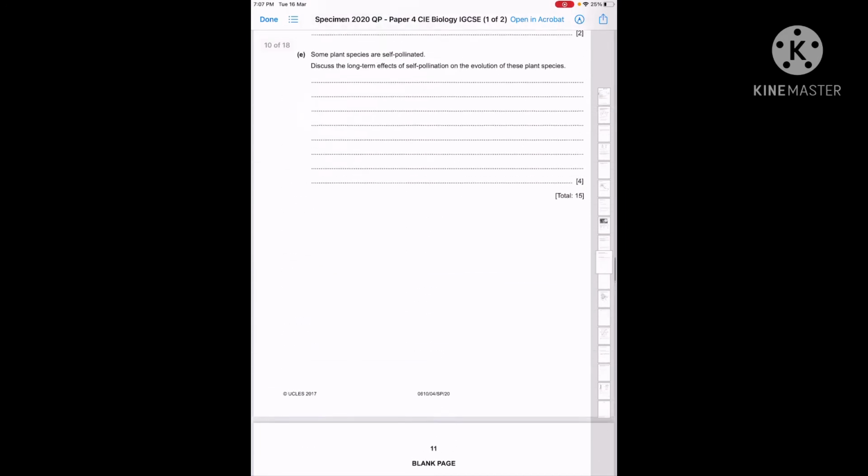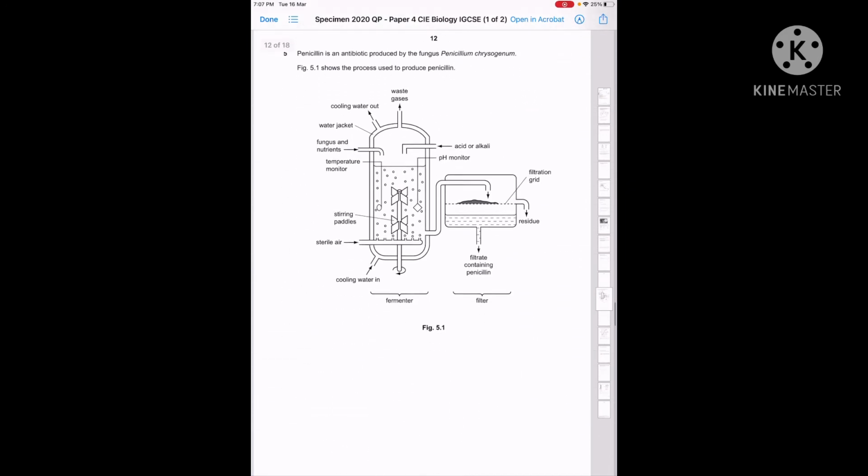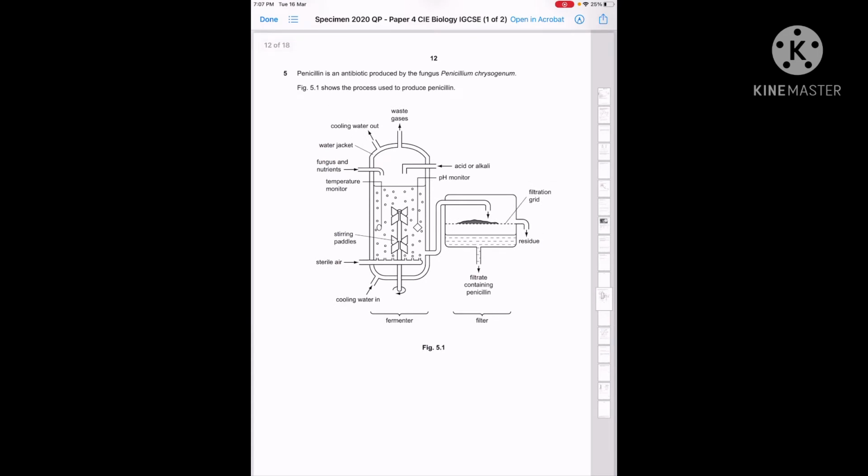Question 5 is about penicillin as an antibiotic produced by the fungus Penicillium. This figure shows you the fermenter that works to do the process of penicillin production. That's the fermenter, and this is the filter where they filter out the unwanted fungi and then take the filtrate that contains penicillin for using as an antibiotic.